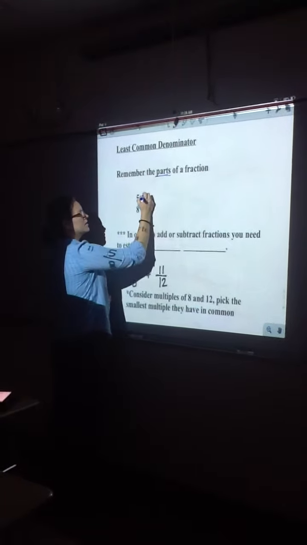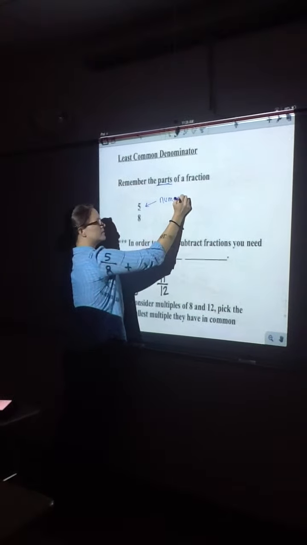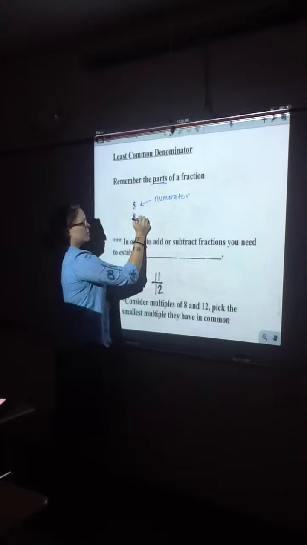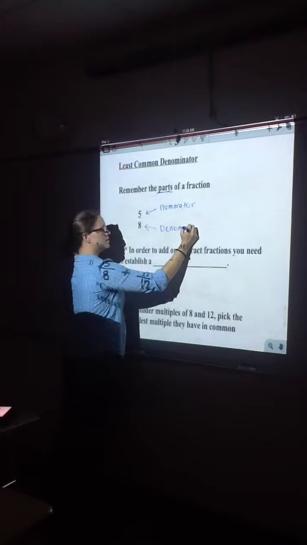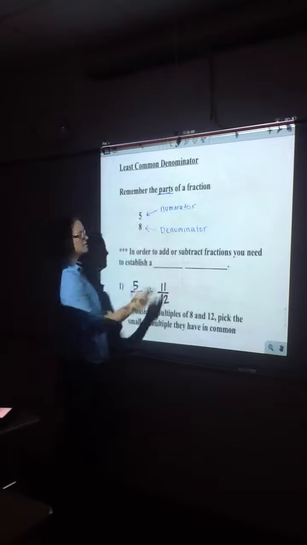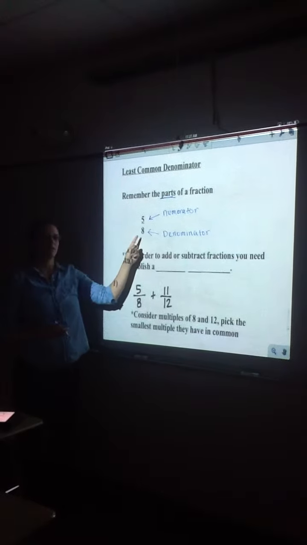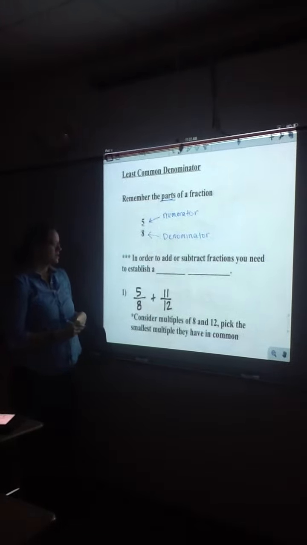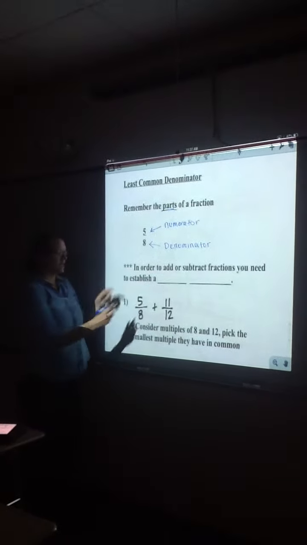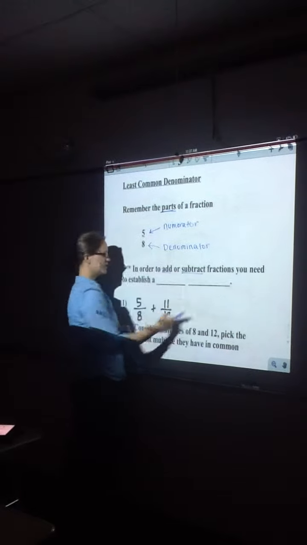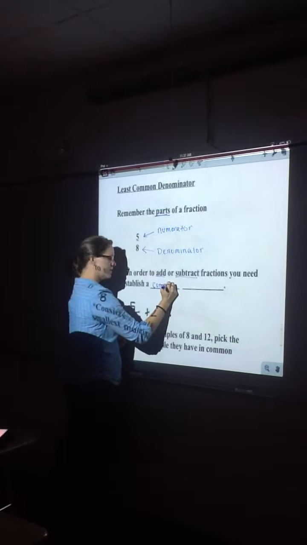a fraction. So remember the top, the 5 here, is called the numerator. And the bottom, the 8, that's the denominator. So when we say we're finding the least common denominator, we're focusing mainly on the bottom portion of the fraction. So the reason we work on establishing a least common denominator is because in order to add or subtract fractions, you need to establish a common denominator.